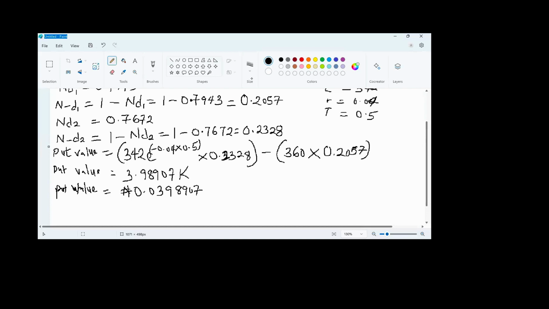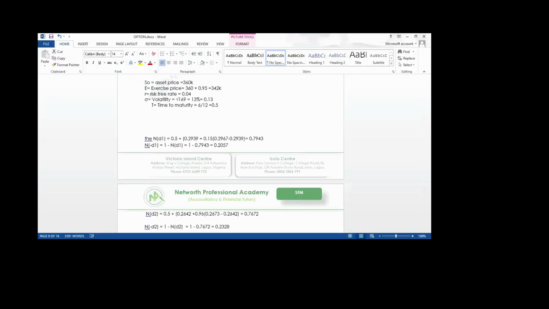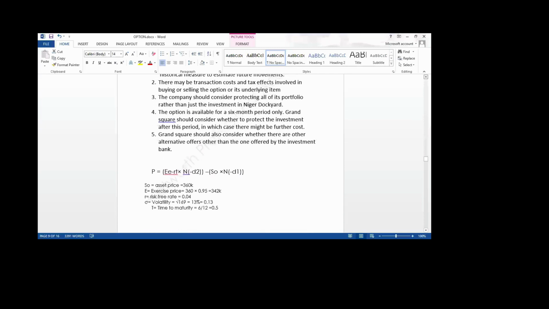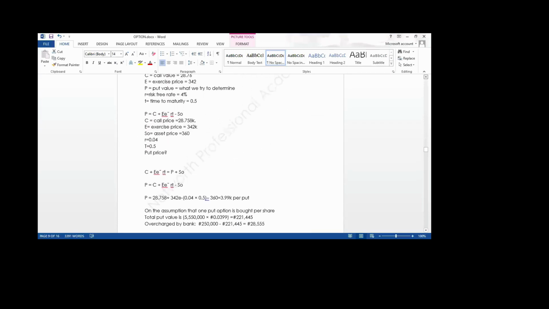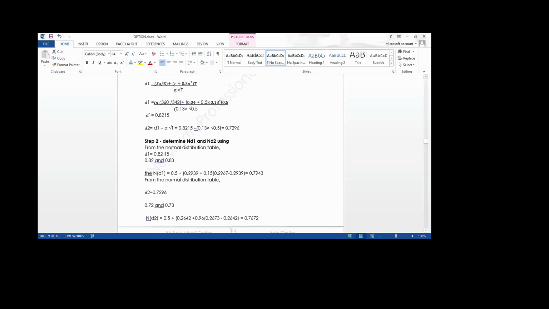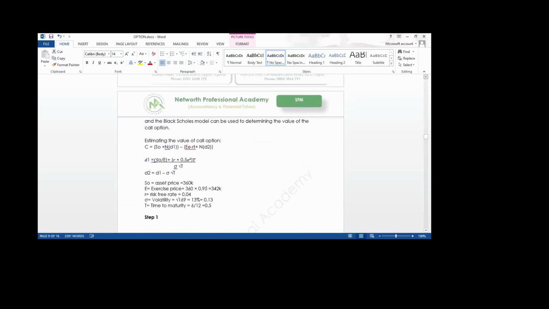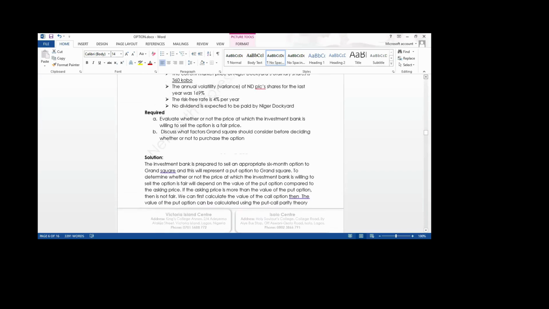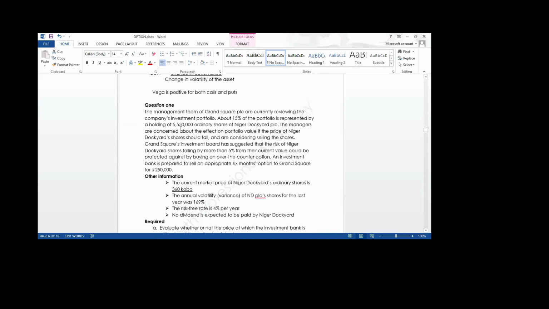Now, how many shares do we have in this company? I want to get the total put value. Let's go check, although I know the number of shares. The number of shares in this company is 5,550,000 shares. Let's go and check to reconfirm it. Look at the number of ordinary shares: 5,550,000 shares.